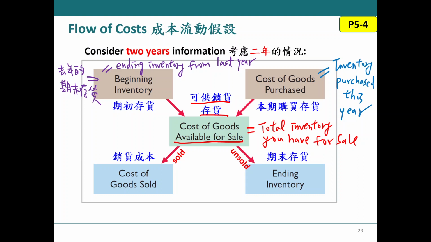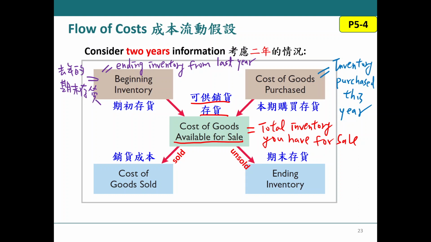So right now I know the total inventory I have. Then you could sell it to customers, right? So when you sold the total inventory to customers, then what does that mean? The inventory is not yours anymore, right? At the same time, I have expenses incurred, right?